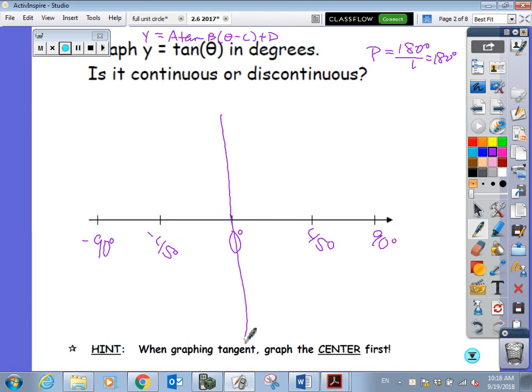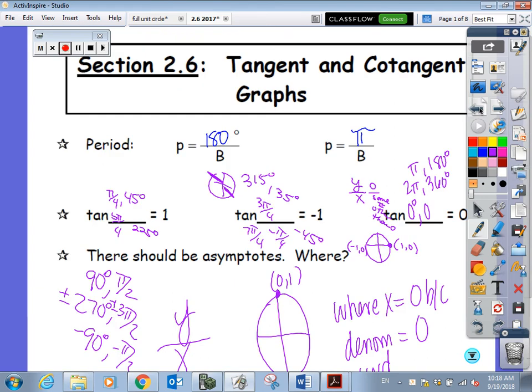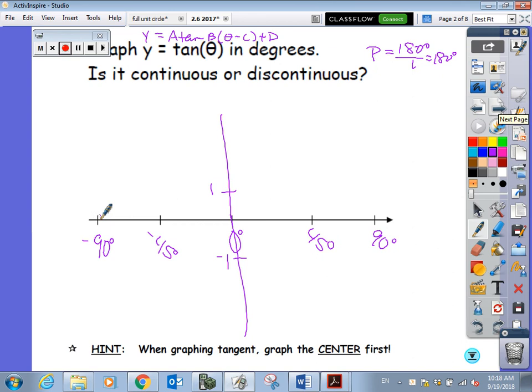Our a value is our vertical stretch or shrink. It's not amplitude anymore, it's vertical stretch and shrink. So we know we're going to have 1 and negative 1. And then thinking about all those values, we don't have to redo this. We just did all that stuff right there. So first of all, what's that first number? Negative 90. So where on this sheet did we write negative 90? Well, down here we wrote negative 90. And that's where an asymptote's going to be. So I'm going to draw an asymptote right there.